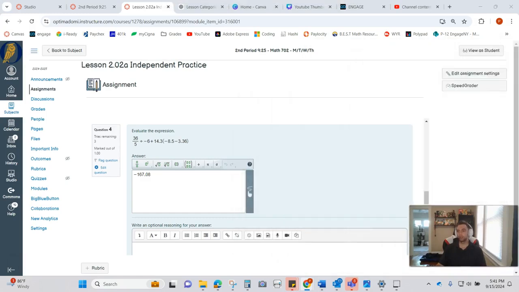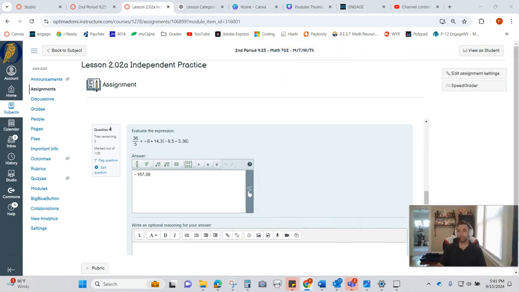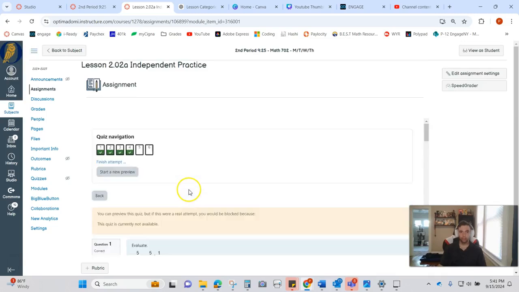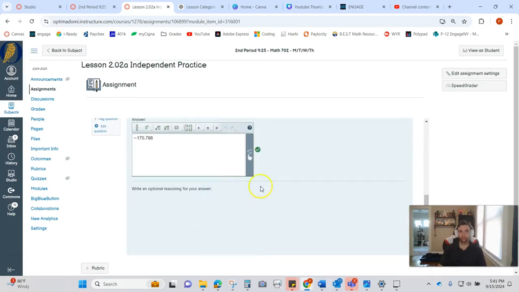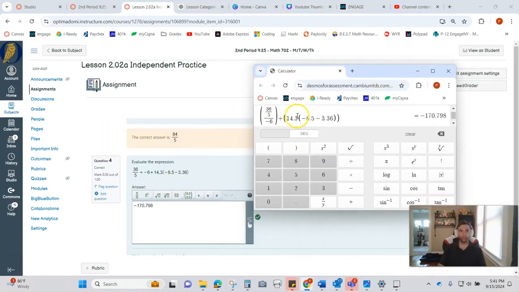More slowly. So let's type in this new answer, negative 170.798. Check. Correct. And yes, you could type this question into the state-approved online calculator, but you still need to know how order of operations works in order to type it in, so that way you get the correct answer.